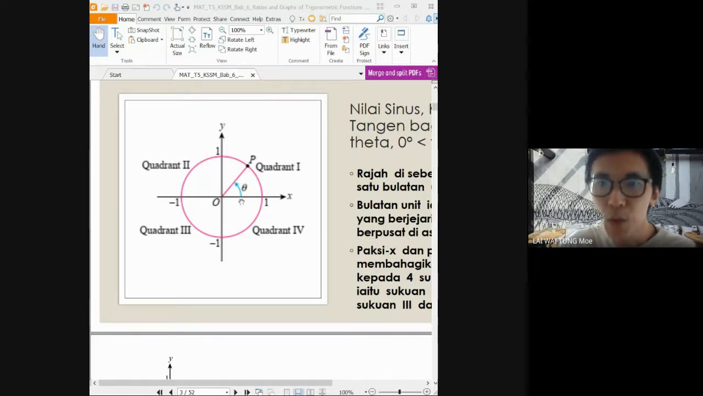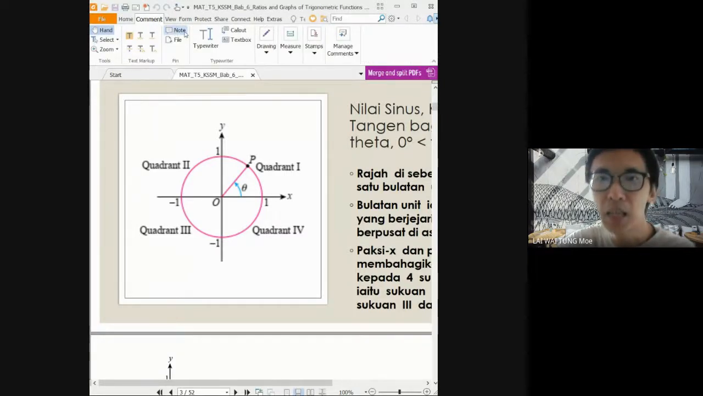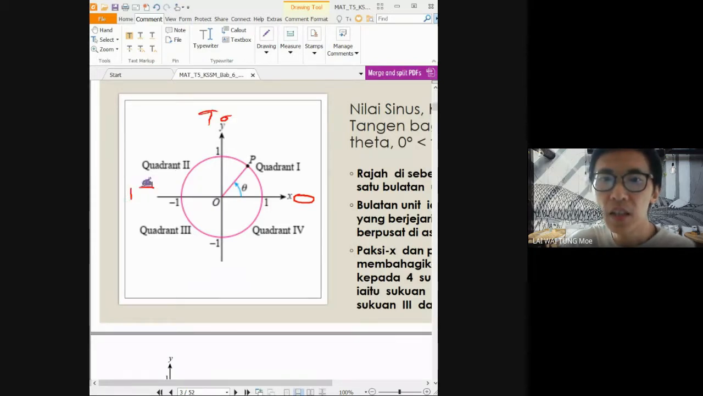This is what you need to know first: how many types of quadrants there are, and where each quadrant starts and ends, in how many degrees. This is the first quadrant, starting from here at 0 degree, from the x-axis. Here is 90, here is 180, here is 270, and finally back to 360. It must start from this point and go anti-clockwise, from this direction to here.